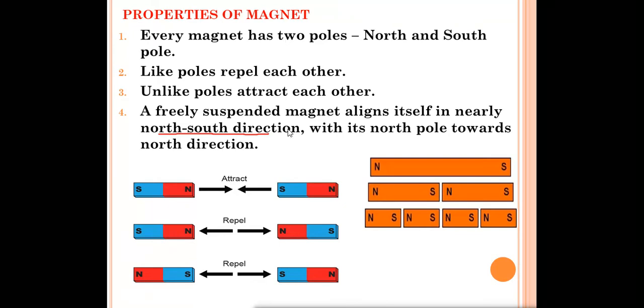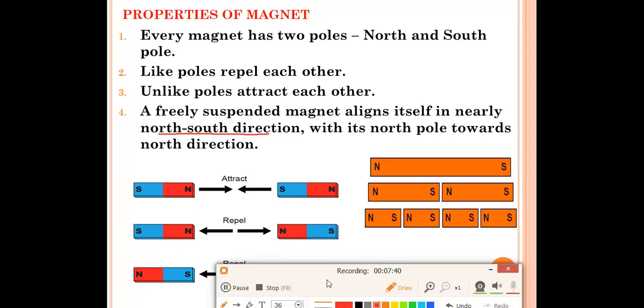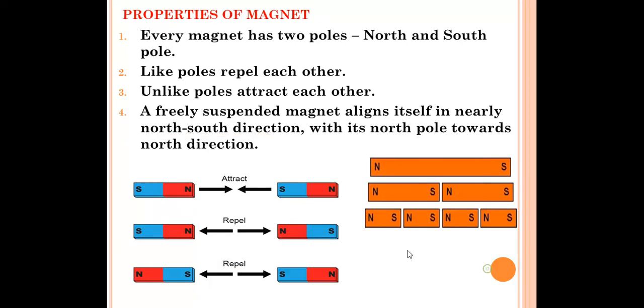So these are the 4 properties of magnet. It has 2 poles, north pole and south pole. Like poles will repel each other, north will repel north. Unlike poles will attract each other, north and south will attract each other. And when we suspend a magnet, what will happen? It will align itself in the north-south direction, its north pole towards the north direction and south pole towards the south direction. I hope you all have understood the properties of magnet.